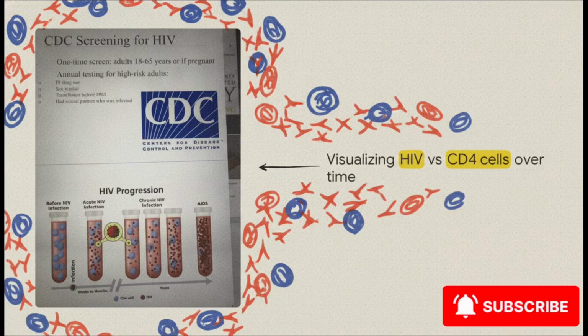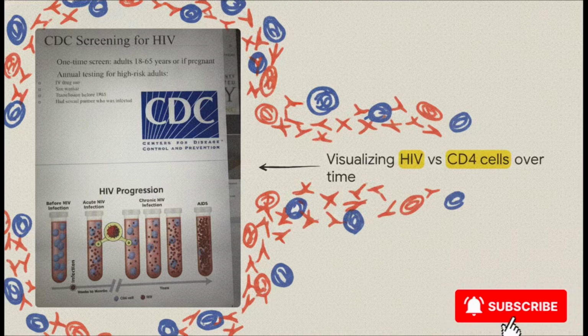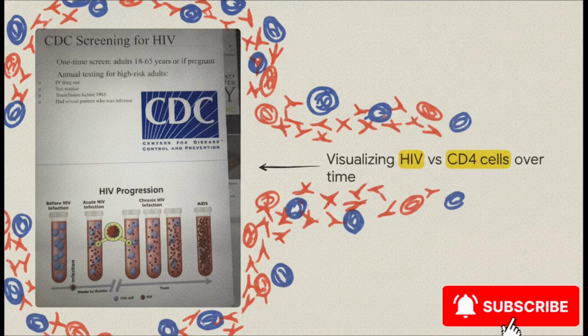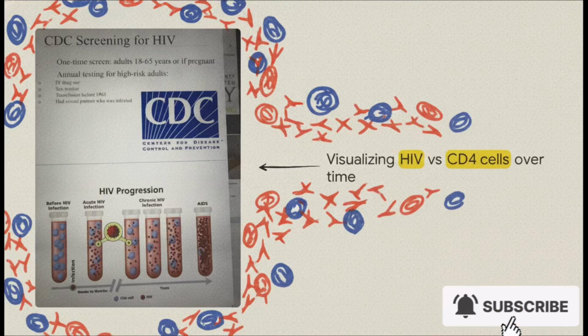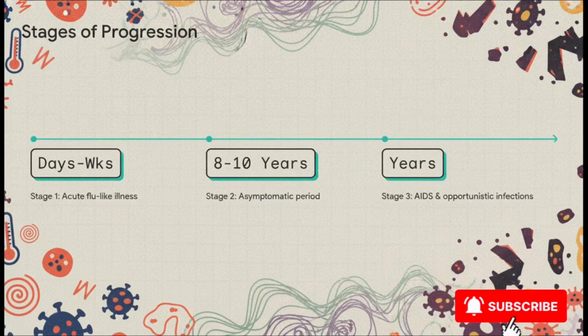As they actively replicate and increase their numbers over weeks and years, watch what happens to the blue CD4 cells. Those are our crucial immune defenders. They just plummet. As the red goes up, the blue goes down. It's a really simple visual, but it captures the entire pathology of the disease perfectly. Clinically speaking, this whole timeline shifts dramatically across 3 distinct stages.